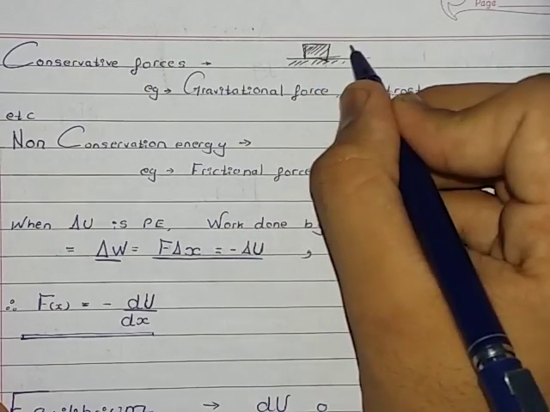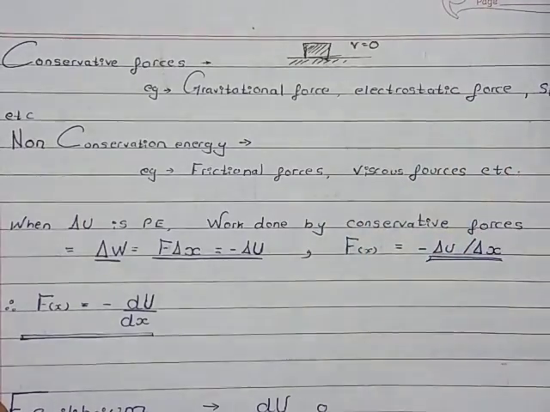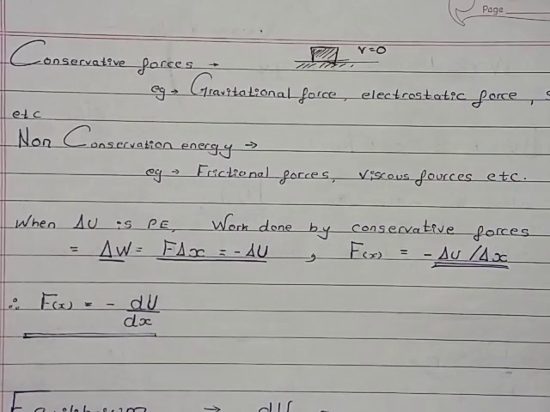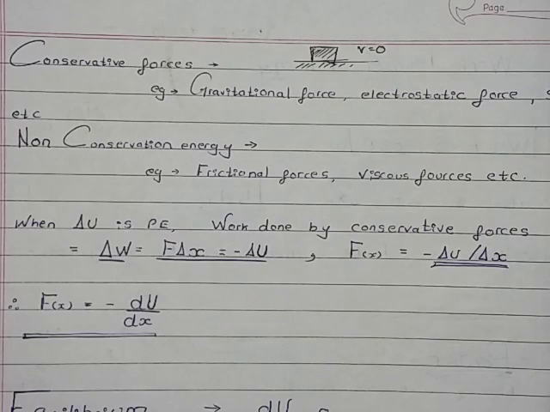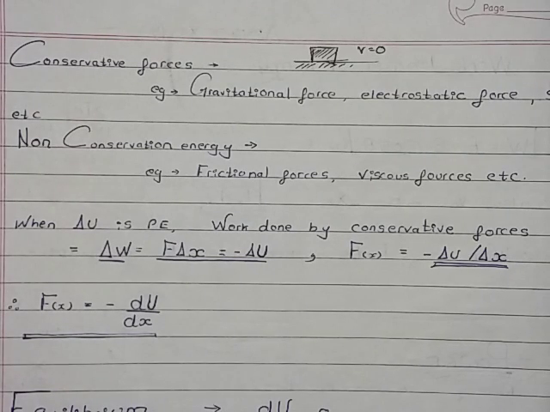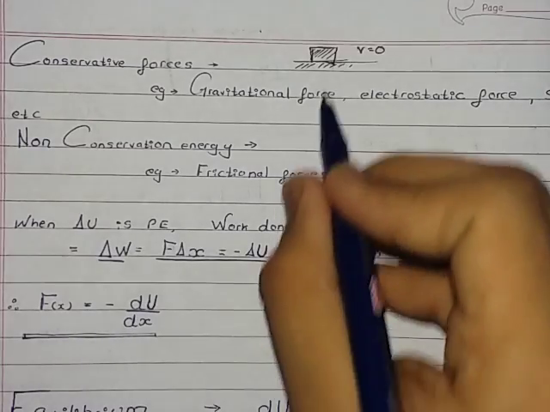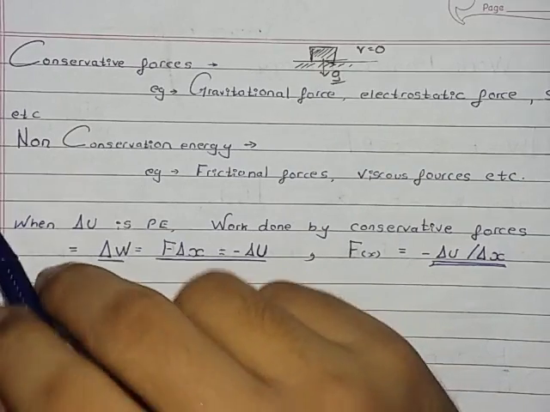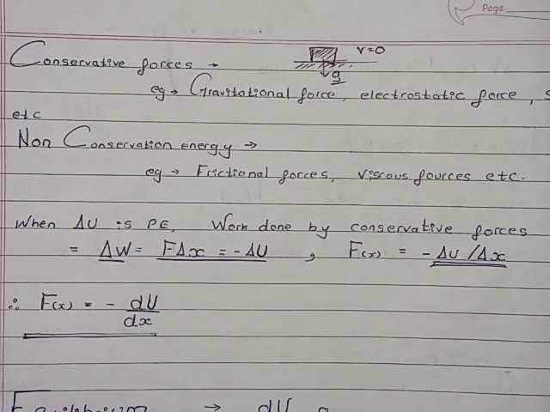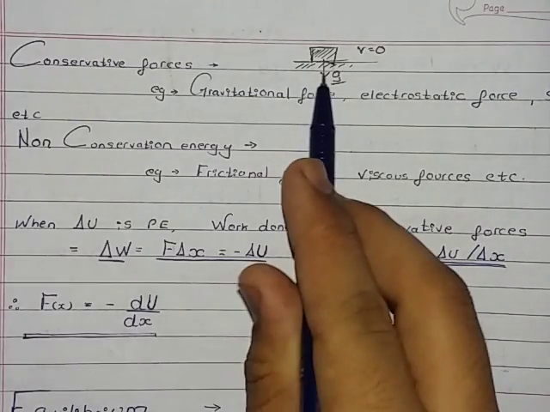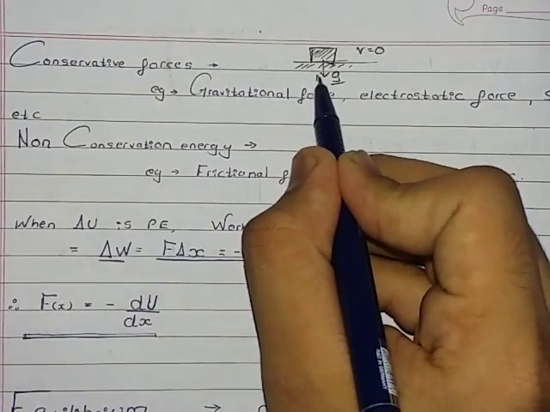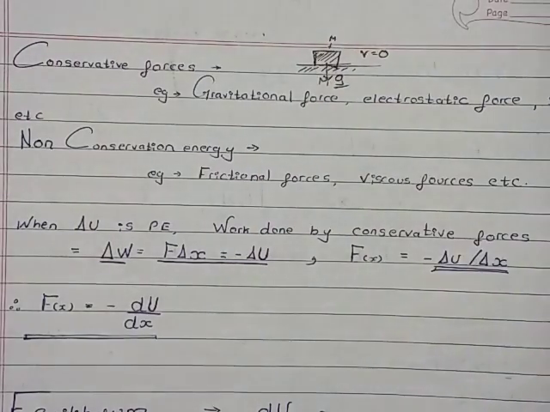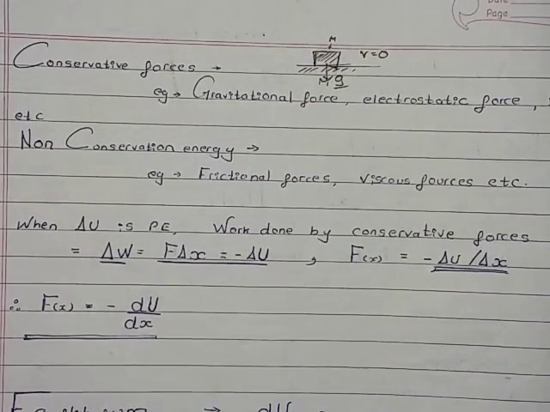The block is at rest. Now listen to me carefully, guys. The block is at rest. The block is doing nothing. It's just a silly block at rest. Even then, a gravitational force is acting on it. The block is doing nothing, no movement, no motion, nothing. Even then, a gravitational force is acting, that is mg. Let this mass be m. So the gravitational force would be mg. That's why it is a conservative force.